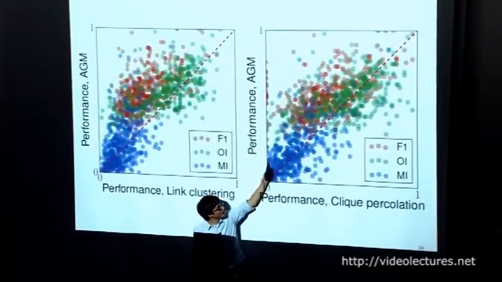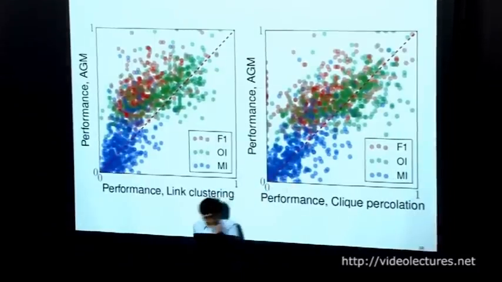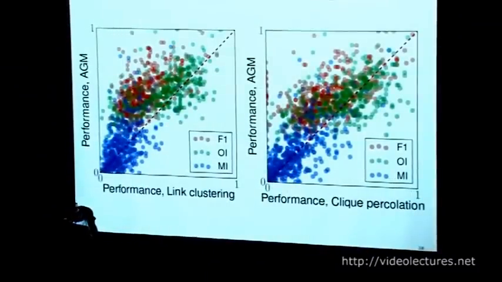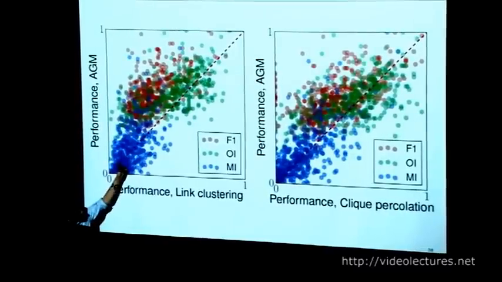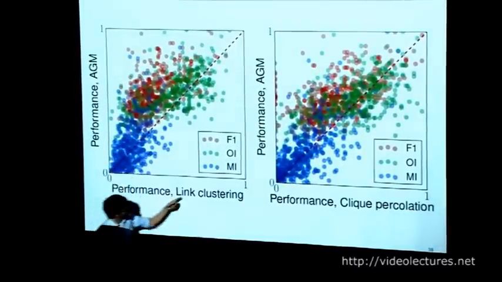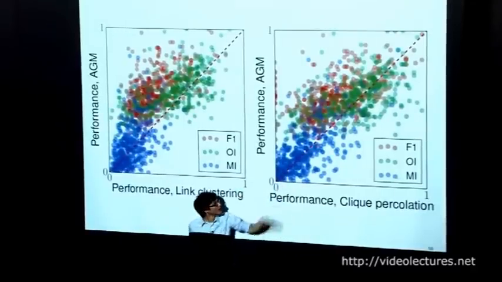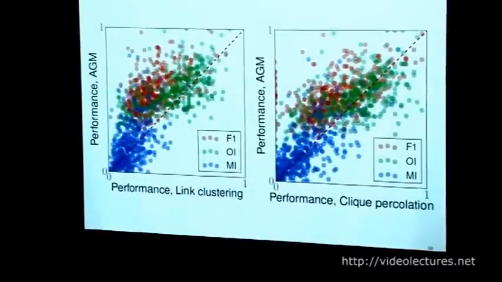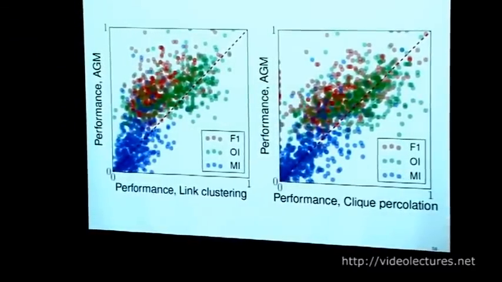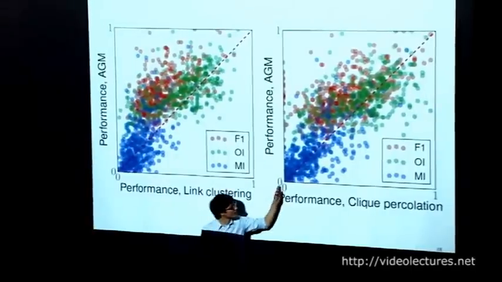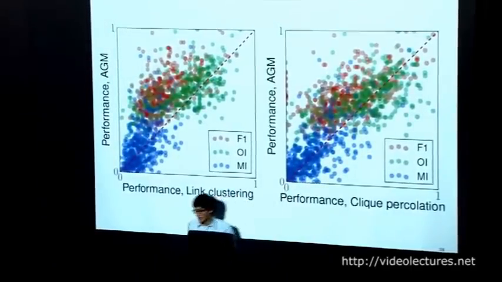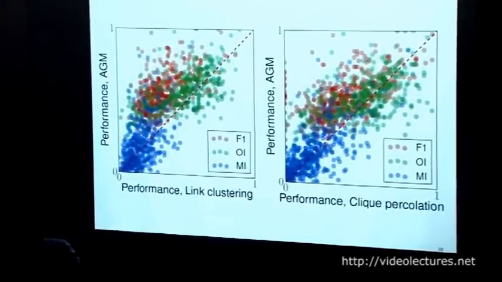If the dot is above the diagonal, we do better. If it's below the diagonal, the competition does better. Here there is no doubt that we do better than link clustering. For clique percolation, actually, we also do much better. So this is just a visual way to look at that previous table, that at all quality ranges, we find better clusters.